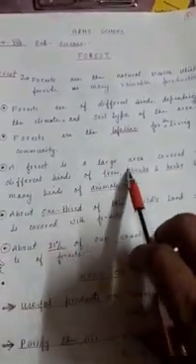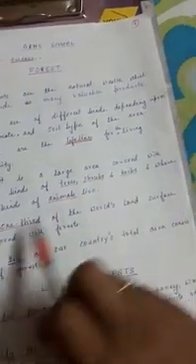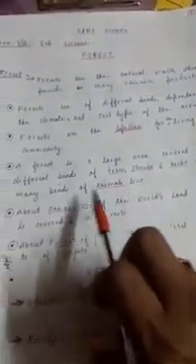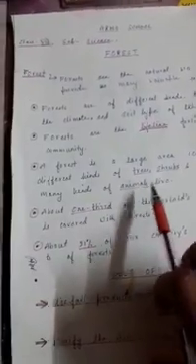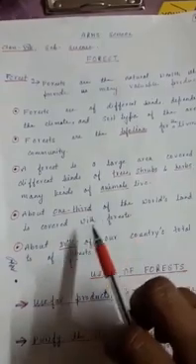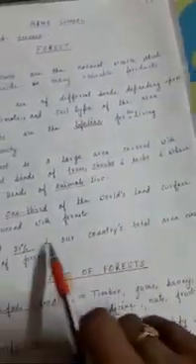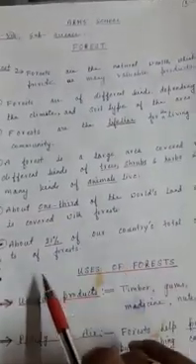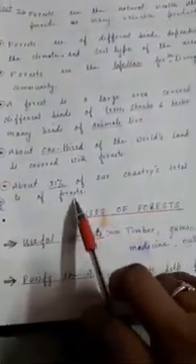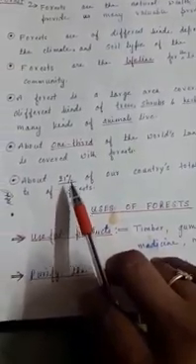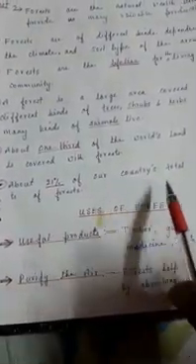A forest is a large area covered with different kinds of trees, shrubs, herbs, and where many kinds of animals live. It means every type of tree, shrubs, herbs, and animals are found in a forest. About one third of the world's land surface is covered with forest. And last point is about 21% of our country's total area consists of forest. It means in India 21% is covered by forest.